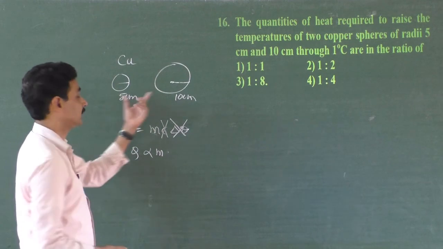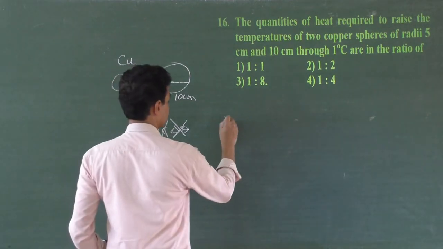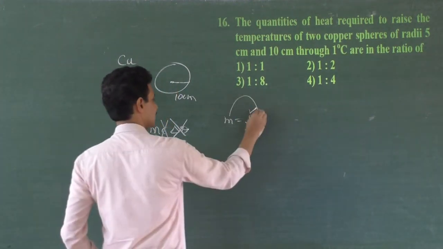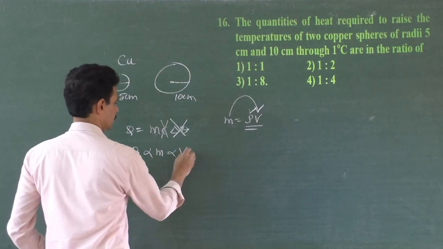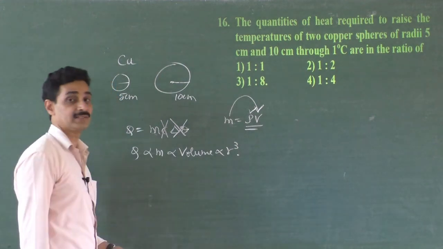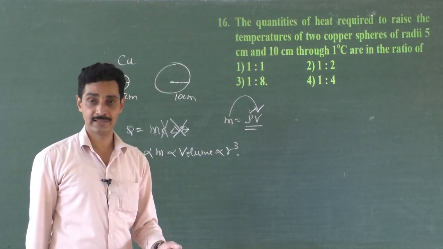How do you get mass from the radius? Same material, so density is the same. Density is equal to mass by volume, so mass is equal to density into volume. Density is always constant, so mass is directly proportional to volume, which is directly proportional to r cube. Volume is 4/3 pi r cube. Always volume will be in the cube of the distance.